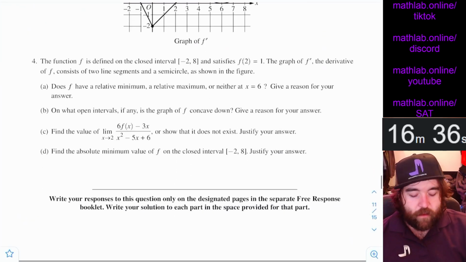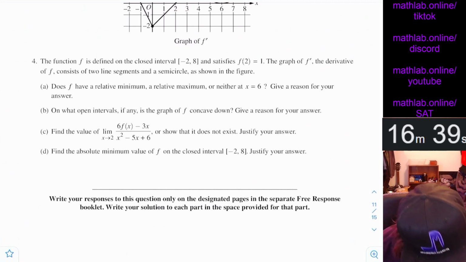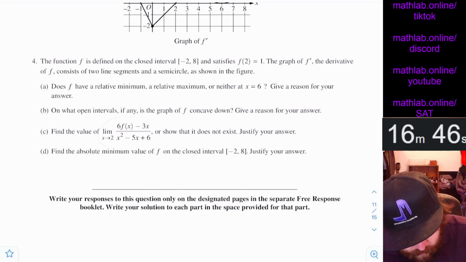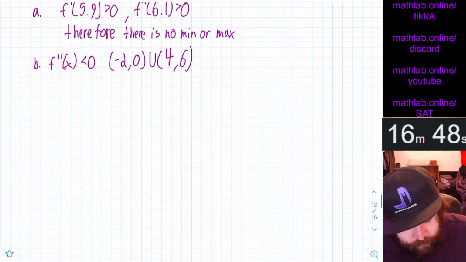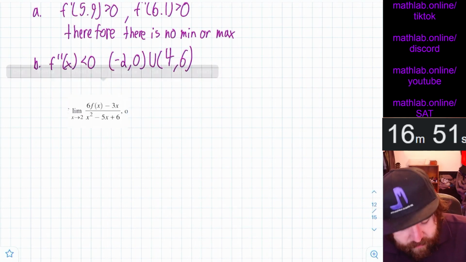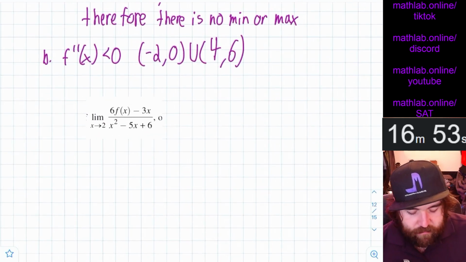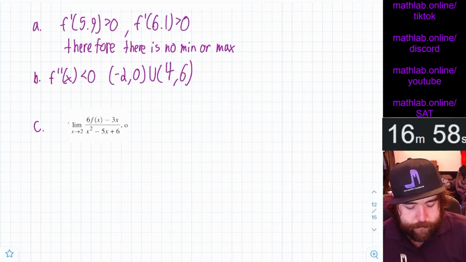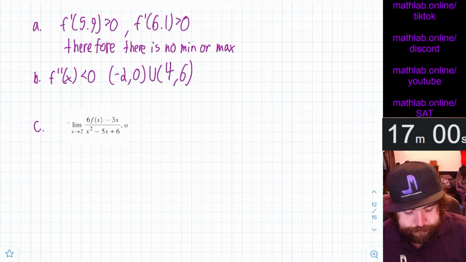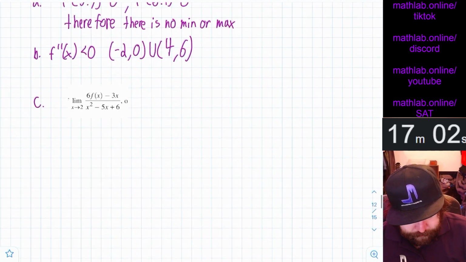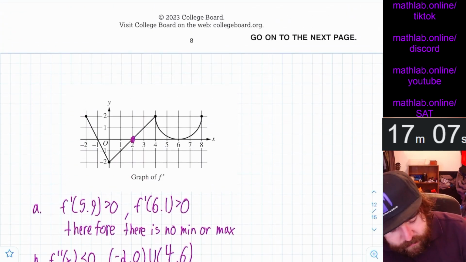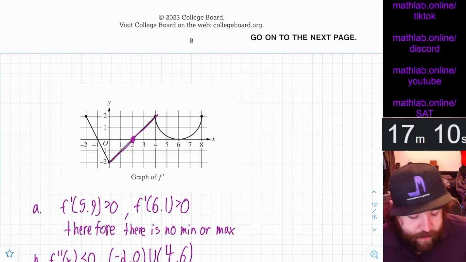Cool. C. Find the value of that limit or show that it does not exist. Justify your answer. Okay. This actually just looks like it's math. Can't we just do some factoring? Oh no, because it's f of x on top. So it's f of 2. So that's the thing, we actually just know this equation. So that's how I'm going to do this.